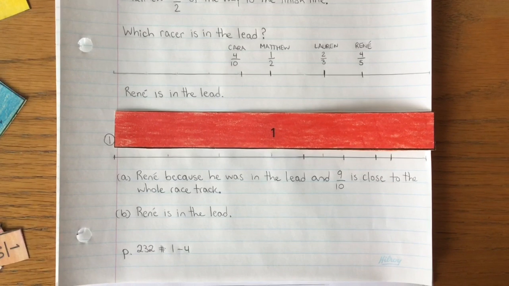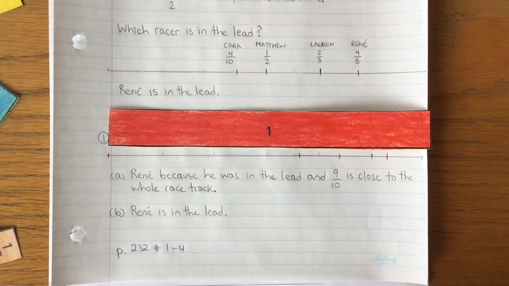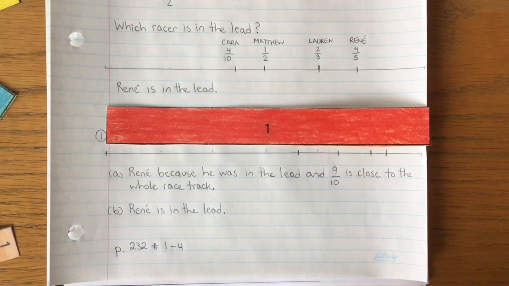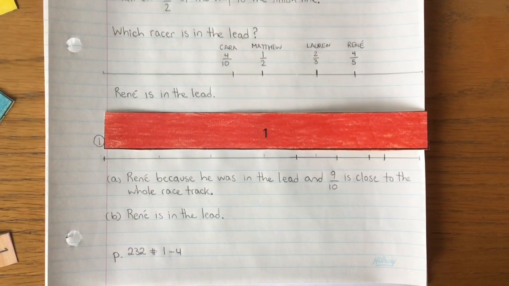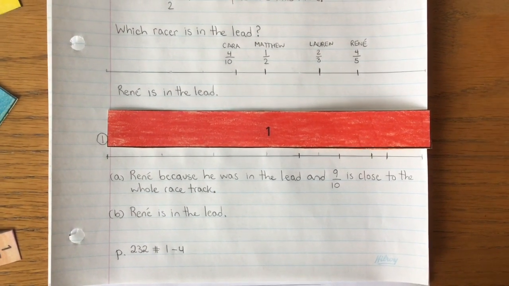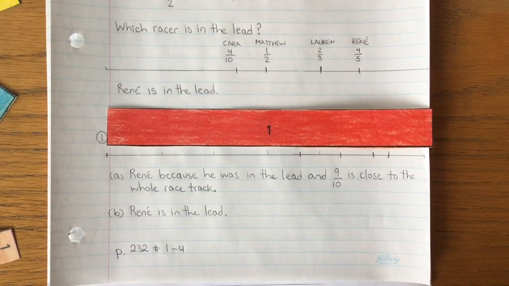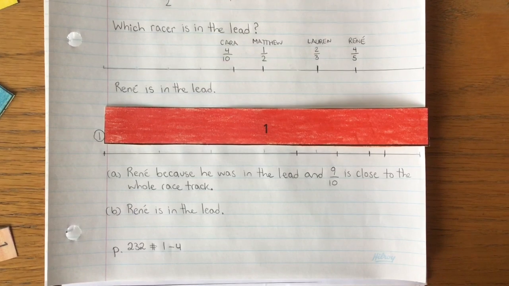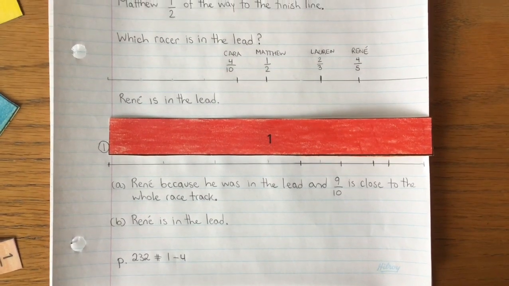So for number 1 checking, it asks us basically the same question. It says there's another bicycle race after 15 minutes, and now Lauren is 5/6 of the way to the finish line. Kara is 3/5 of the way to the finish line. Renee is 9/10 of the way to the finish line. And Matthew's 3/4 of the way to the finish line. They want to know who's in the lead.